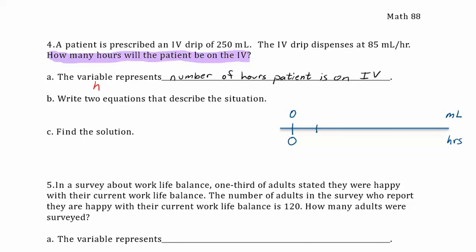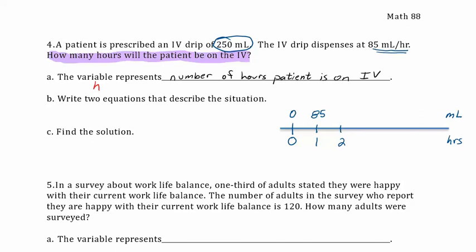So let's go one more hour here. After 1 hour, how many milliliters will the patient have received? Well, we know it's 85 milliliters per hour. So after 1 hour, the patient will have received 85 milliliters. How about 2 hours? The question is how many hours until they get to 250 milliliters, right? So we could use this double number line diagram to figure out what's happening.